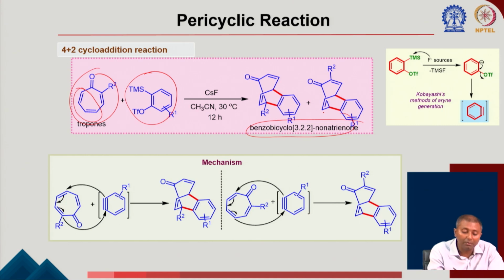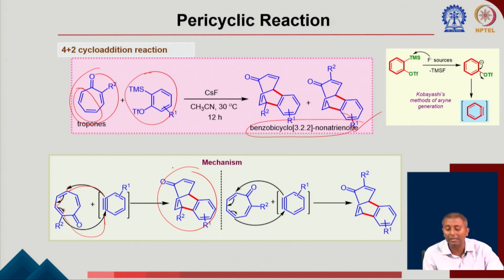Sometimes people write this type of mechanism, but you can also think about some sort of concerted way of forming this product. Because if you think there is a plus and minus, then this can attack here, this can push the electron density and attack here and form this product. Or, as I mentioned, you can think of it like a pericyclic reaction through a concerted mechanism.